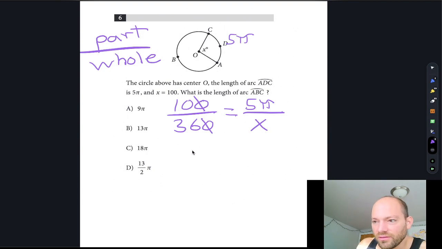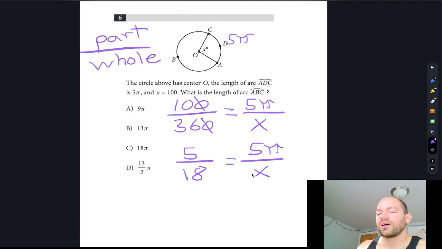Yeah, so we cancel those zeros, so we reduce that. 5 over 18 equals 5 pi over x. Now, ordinarily, I would just get to cross multiplying, but look at the gift we were just given. Look at the beauty of what reducing this fraction first opened up in our world over here. 5 over 18 equals 5 pi over what?